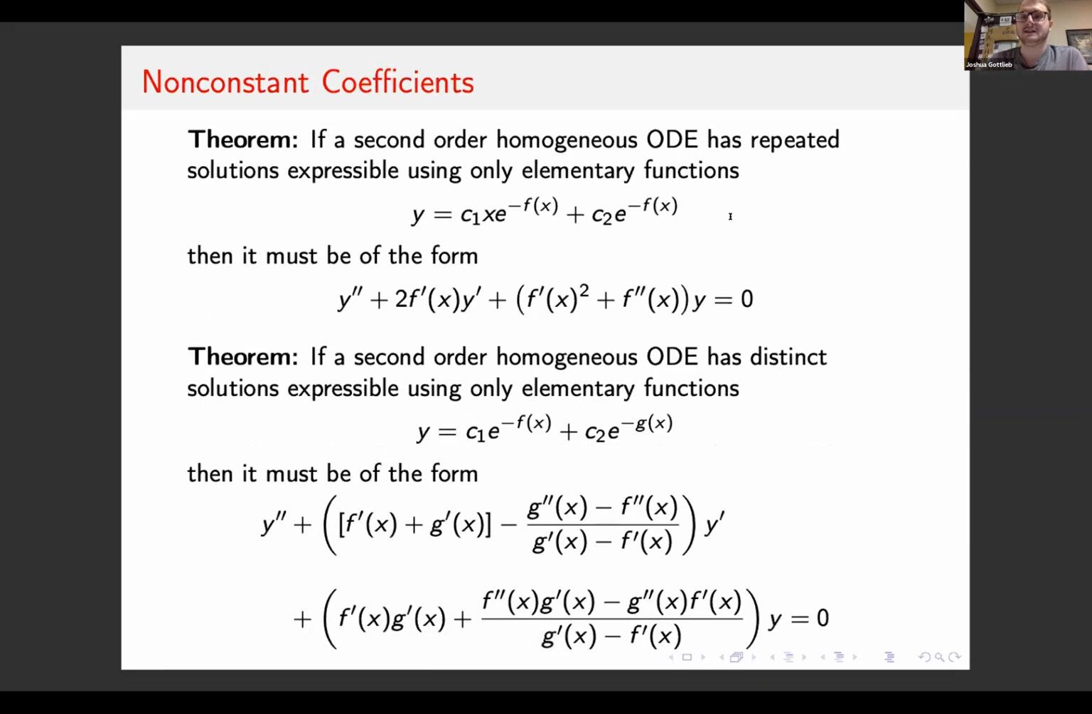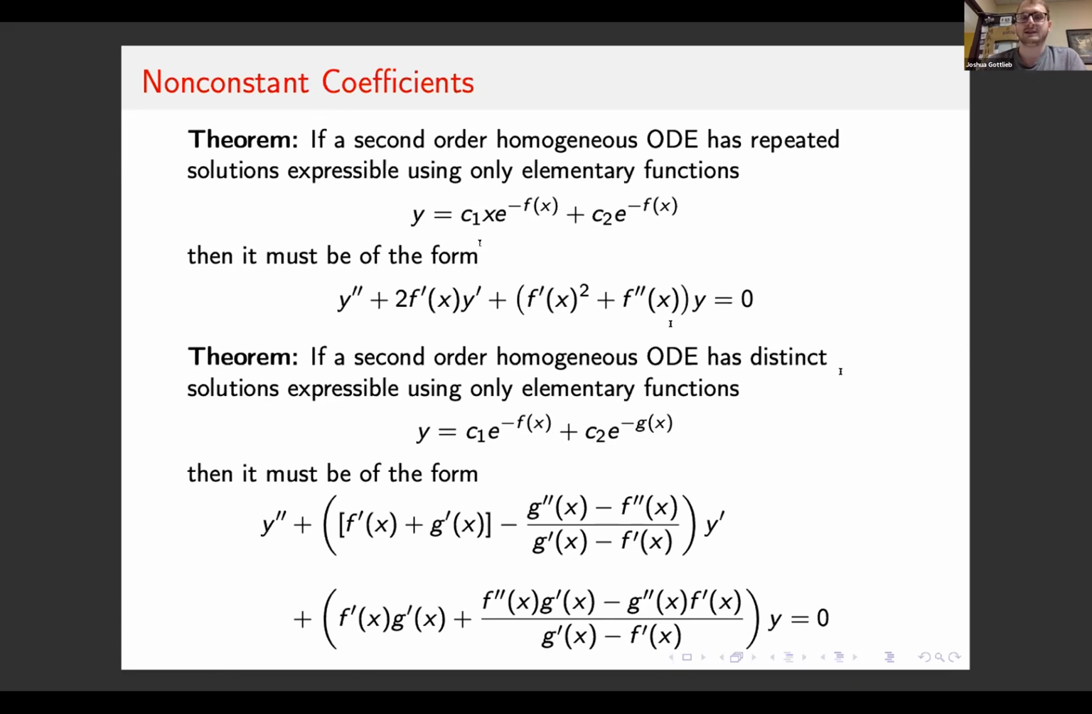If we've got a second order homogeneous differential equation with repeated solutions f of x that are only expressible using elementary functions, so they're not power series representations, then the original ordinary differential equation has to be of the form y double prime plus 2f prime of x y prime plus (f prime of x squared plus f double prime of x), all that times y, equals 0. And this arises naturally out of dividing out the e to the negative f of x, integrating twice, and expanding the product derivative. We're not going to cover that because that one's really kind of the easy case.